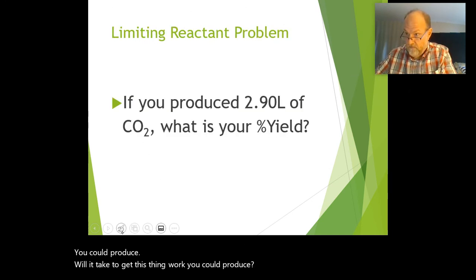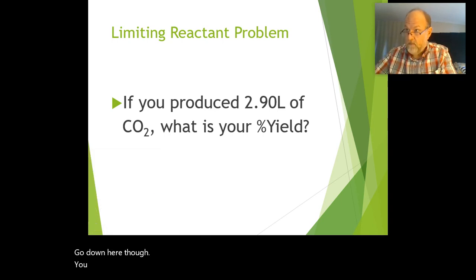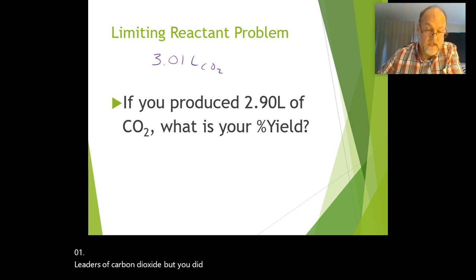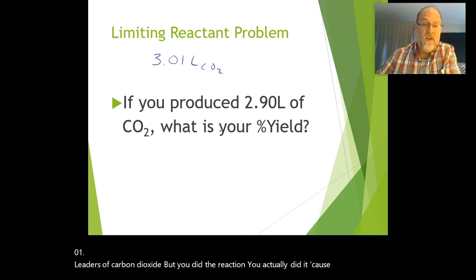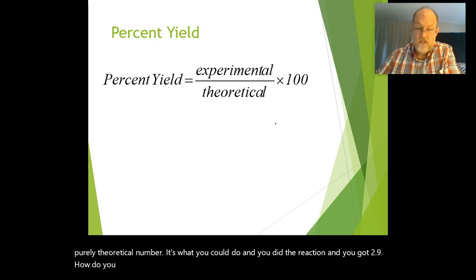let me go down here then. You could produce 3.01 liters of carbon dioxide. But you did the reaction. You actually did it because the 3.01 is a purely theoretical number. It's what you could do. And you did the reaction and you got 2.9. How'd you do?